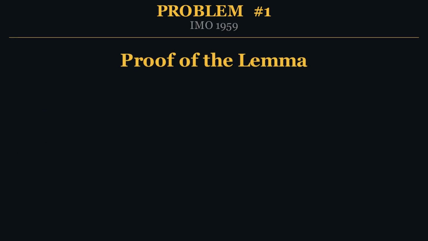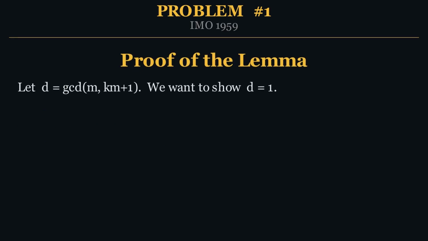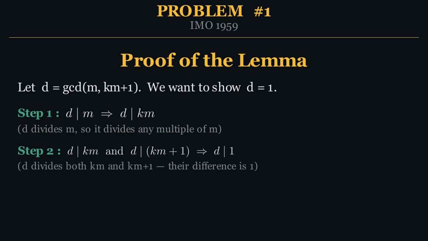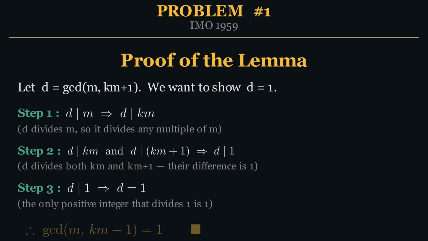Let D be the GCD of m and km + 1. We want to show D equals 1. Step 1. Since D divides m, it divides any multiple of m, so it divides km. Step 2. D divides km, and D also divides km + 1, so by our key property, D must divide their difference, which is exactly 1. Step 3. If D divides 1, then D must equal 1. Therefore, the GCD is 1, and the lemma is proved.